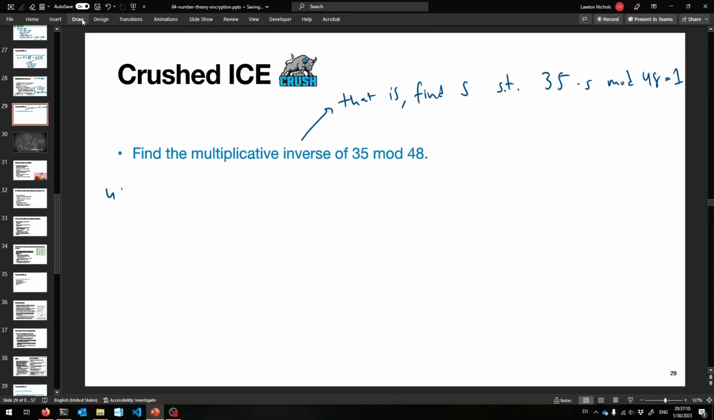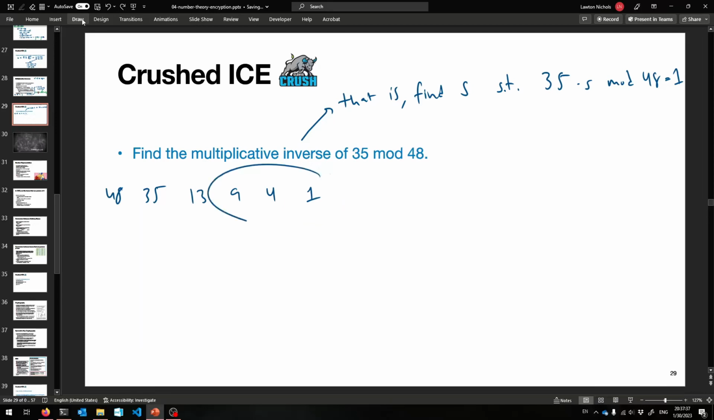So 48 mod 35 is apparently 13. 35 mod 13 goes in twice to make 26, and then there's 9 left to make 35. 13 mod 9, 10, 11, 12, 13, 4 is left. 9 mod 4, that is 1 left over. And 4 mod 1 is 0. So the answer is 1. The GCD is 1. That's great. That's what we needed. And let's keep on going.